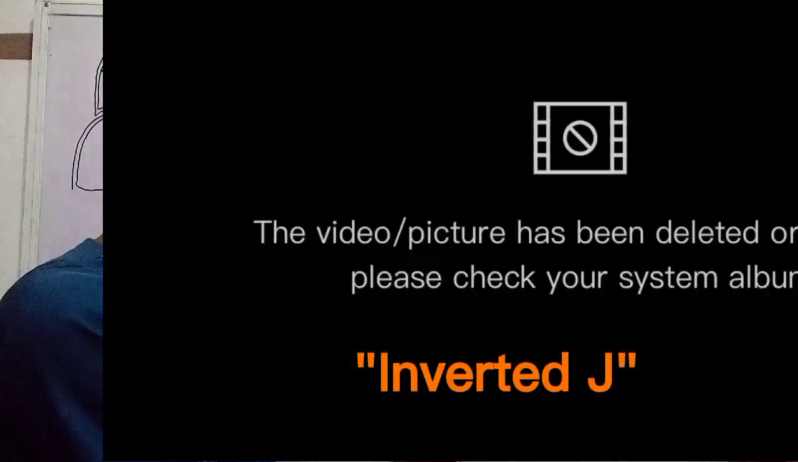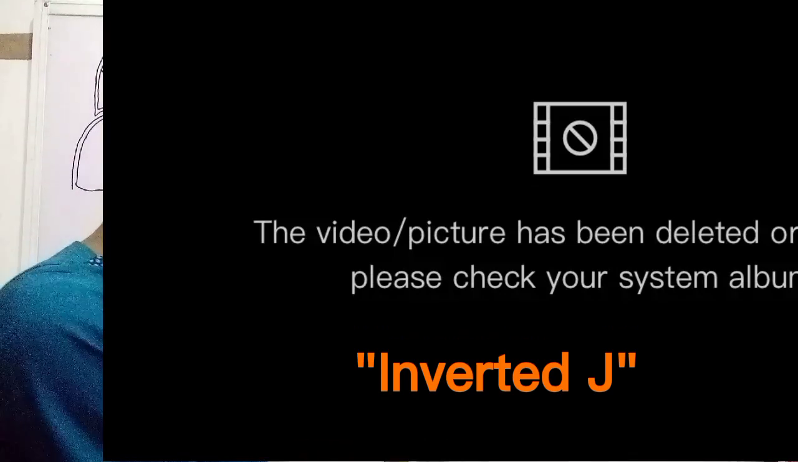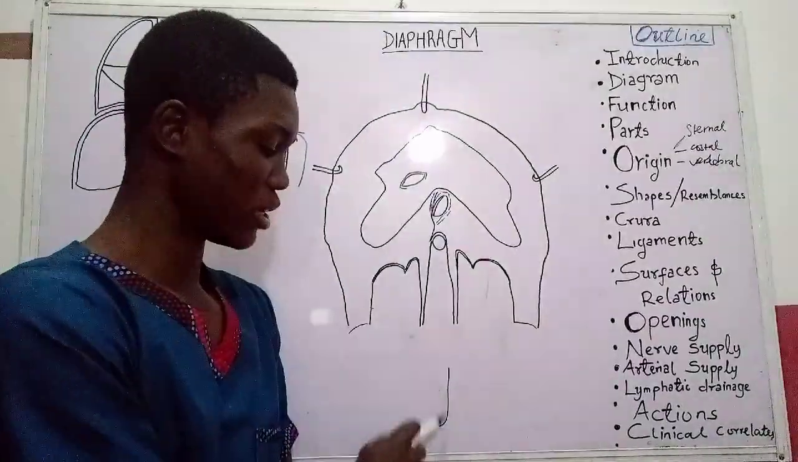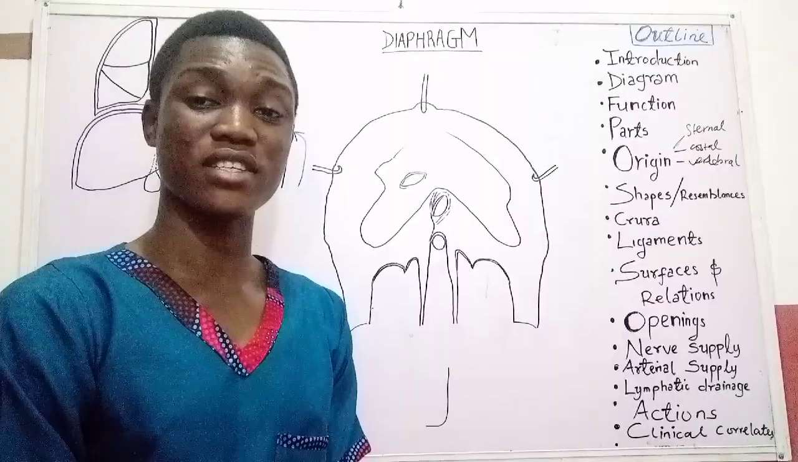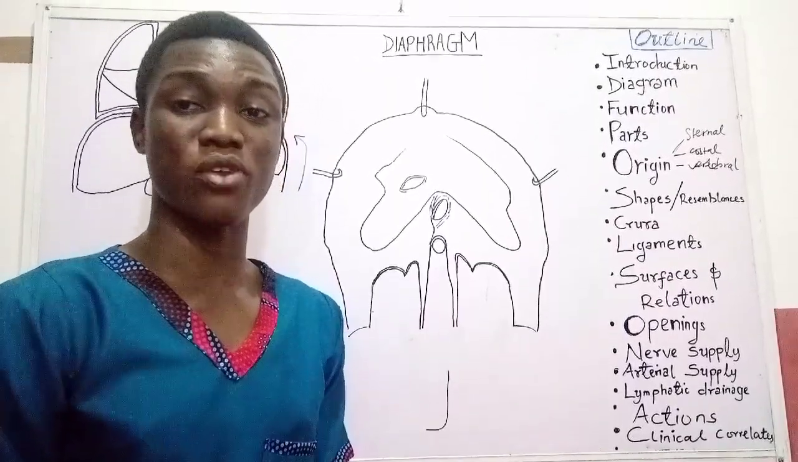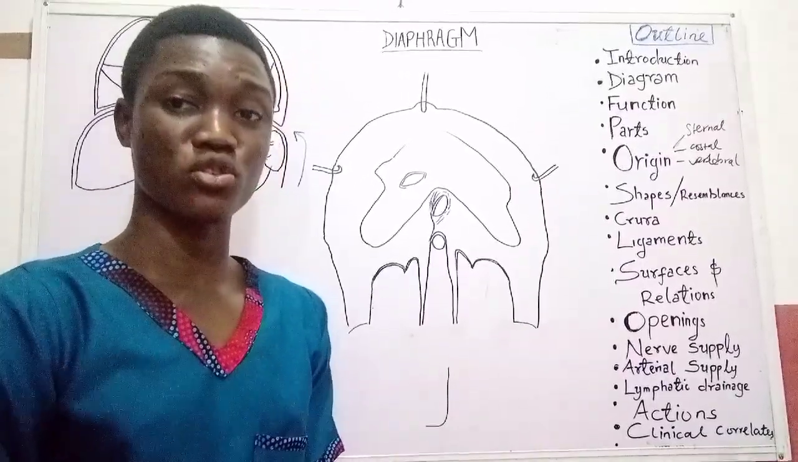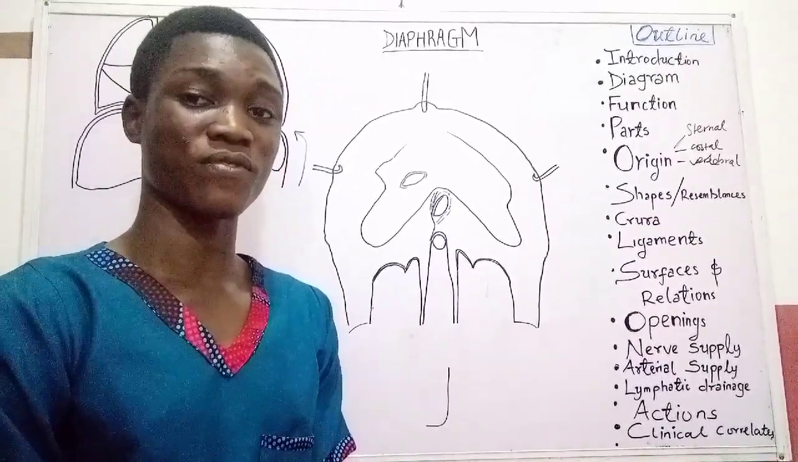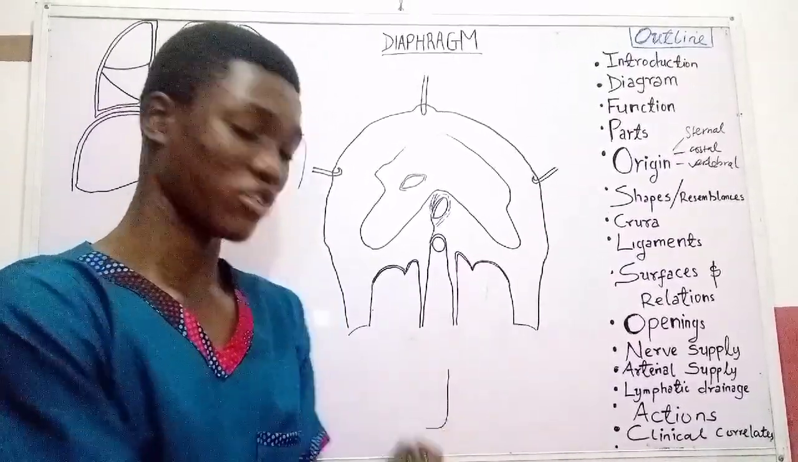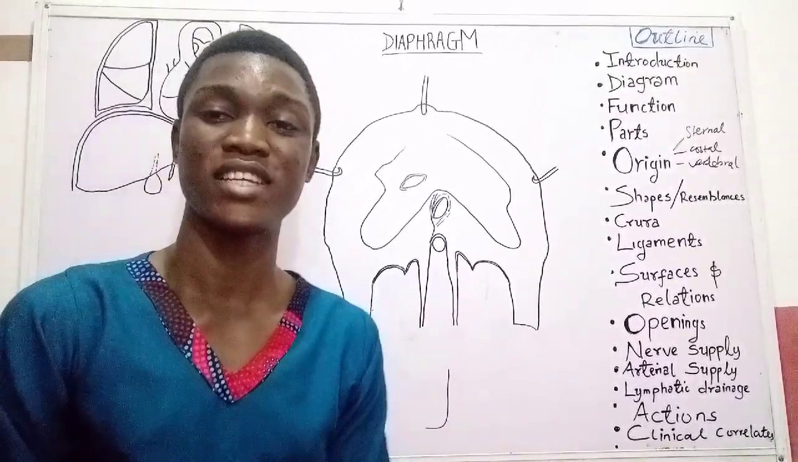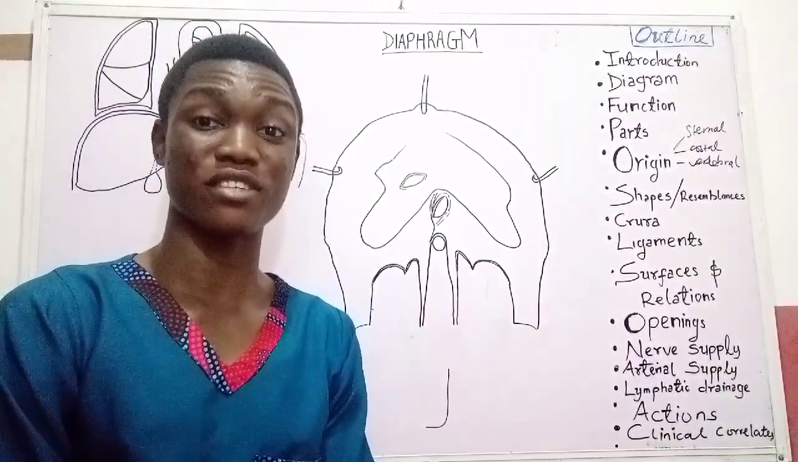This is an inverted J, where this long limb represents the crura originating from the upper lumbar vertebrae. So the crura, as it runs upwards from the vertebrae and enters into the diaphragm, and the short lip here represents the part of the diaphragm that inserts to the posterior surface of the xiphoid process.